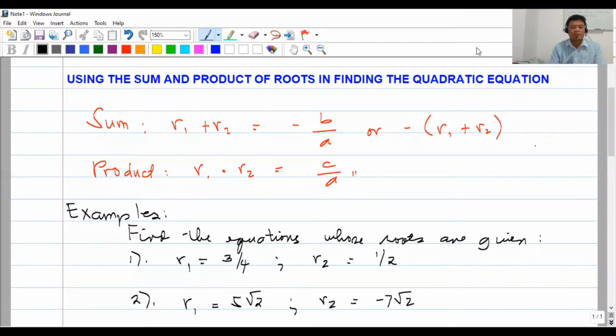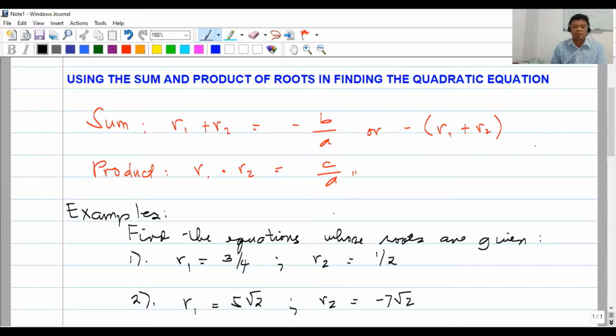Okay. So we have here using the sum and product of roots in finding the quadratic equation. If we recall, the sum of 2 roots can be represented by root 1 plus root 2, or r1 plus r2, equals negative b over a, or the negative of r1 plus r2. And the product of the roots could be represented by root 1 times root 2 is equal to c over a.